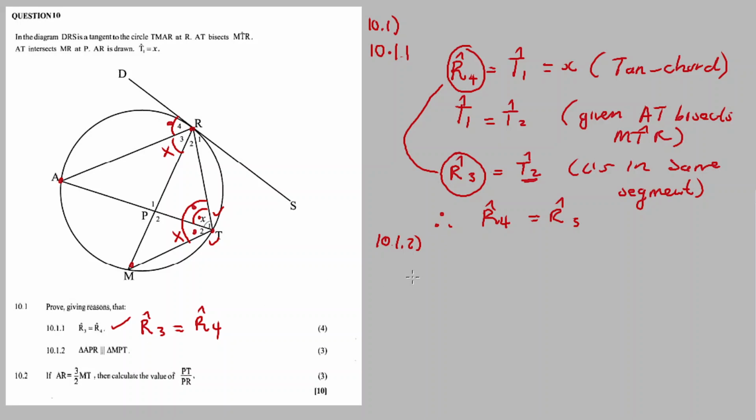10.1.2. So prove a similarity. So we have to prove a similarity. Let me clarify so you don't get confused: this is similar, this is congruent. Similarity, congruent. So here we are proving that triangle APR is similar to triangle MPT. Now you map the triangles, so this is our highlighter.